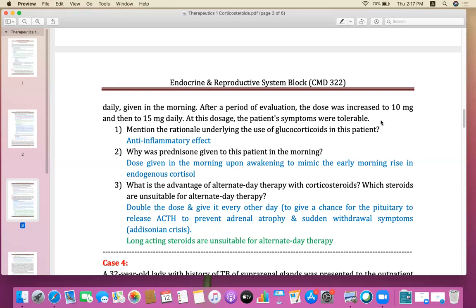Which steroids are unsuitable for alternate day therapy? Long acting steroids are unsuitable for alternate day therapy. Why? Because long acting steroids may act up to 24 hours, 36 hours, so it will not give the chance to the pituitary to release the adrenocorticotropic hormone. So that's why the long acting steroids should not be used in alternate day therapy. You have to use only short acting or intermediate acting, including prednisone, prednisolone.